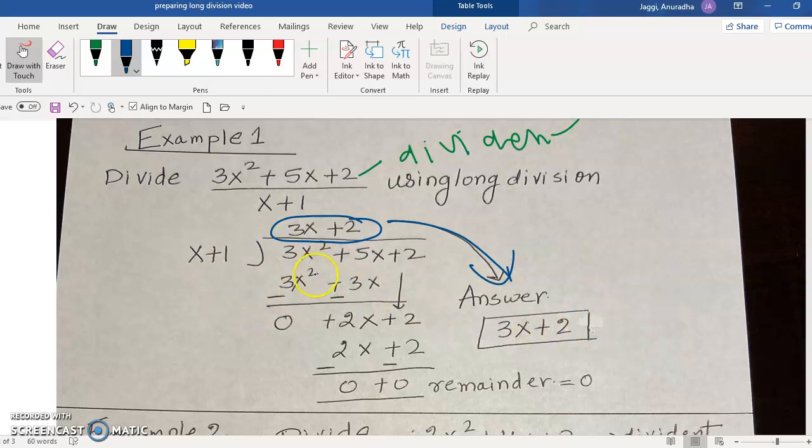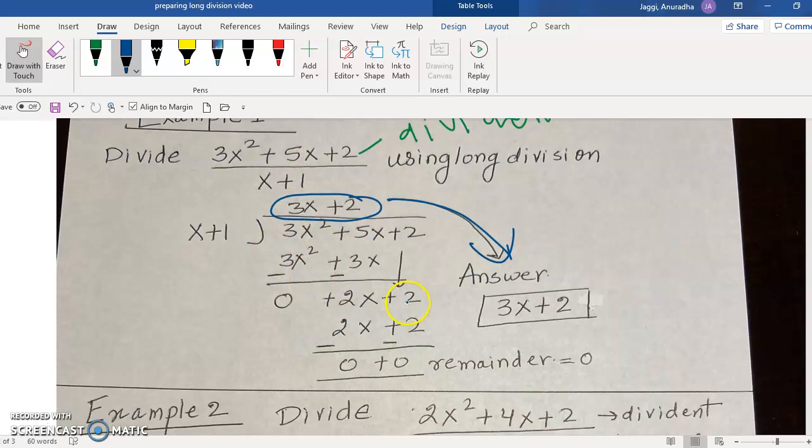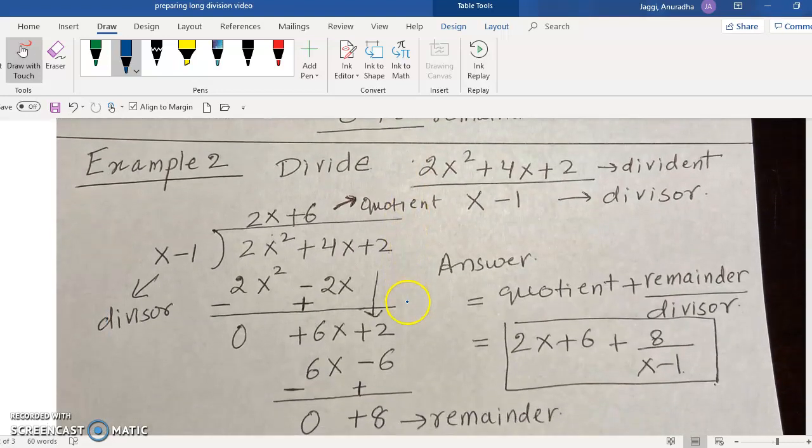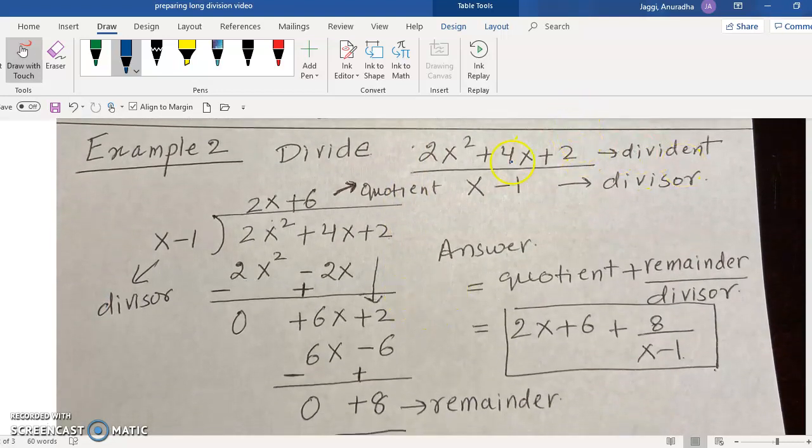Okay, let's move on to the next example now. In this example, we are dividing 2x squared plus 4x plus 2 by x minus 1. Again, a trinomial, you're dividing it by a binomial. Okay, so you put the dividend under the roof, 2x squared plus 4x plus 2. Make sure every term is present. The x squared term is present, then one less than that, the x term is present, and then the one with the 0 power, the number term, is present. You divide it by x minus 1.